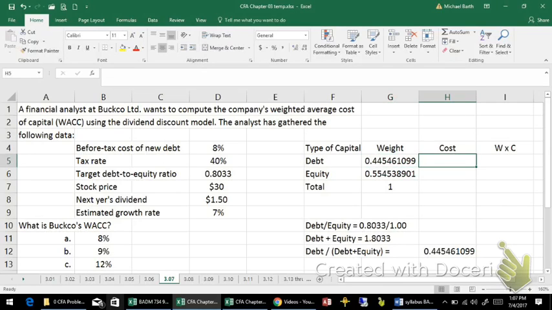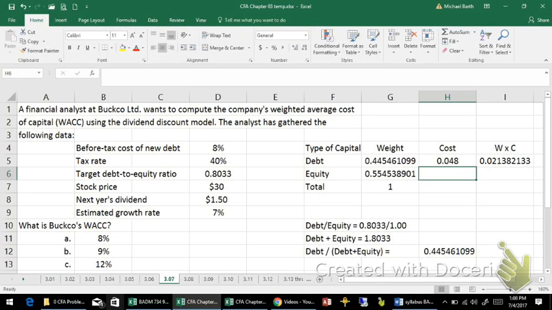To get the weighted average cost of capital, we can calculate the cost of debt as yield to maturity, that'd be the before tax cost, times 1 minus the tax rate. Here it's given at 40%. So now I've got an after-tax cost of debt of about 4.8%. And I multiply that times the weight, and now I need a cost of equity to do the same thing.